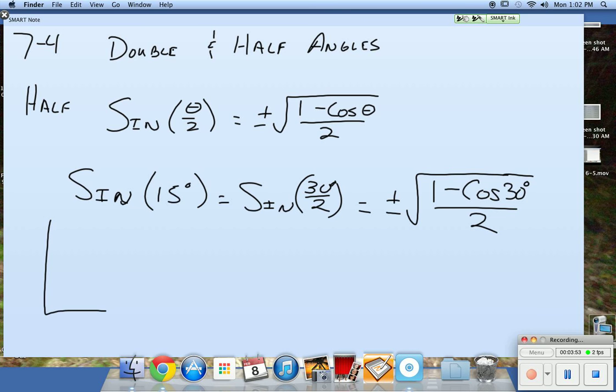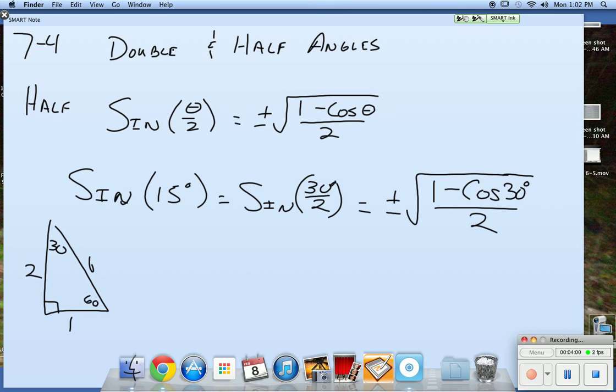We look at our 30, 60, 90. 1, 2, square root of 3. We take a look at 30 degrees. Cosine of 30 degrees is adjacent over hypotenuse, so that's square root of 3 over 2. Plus or minus the square root of 1 minus square root of 3 over 2, divided by 2.